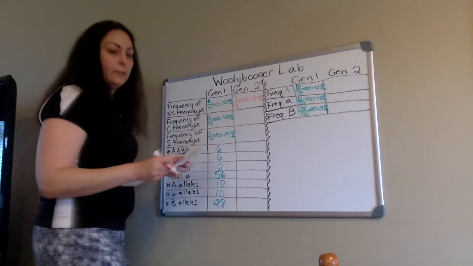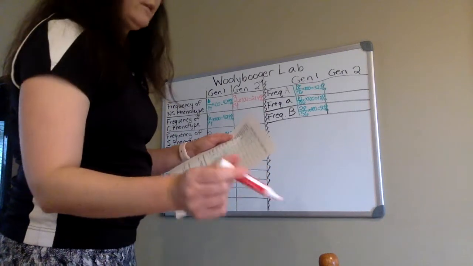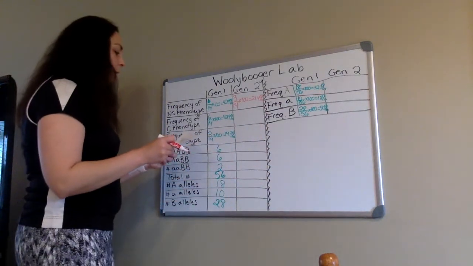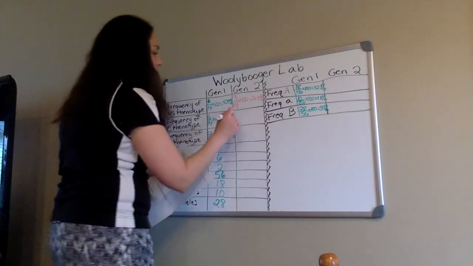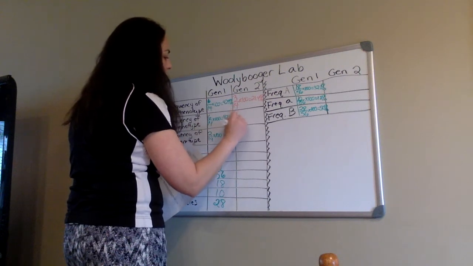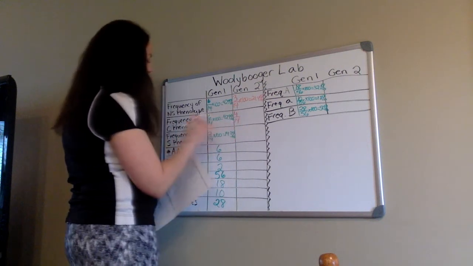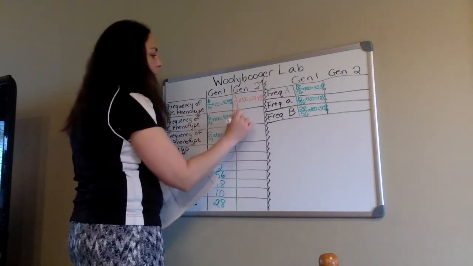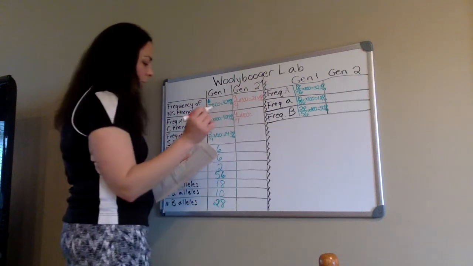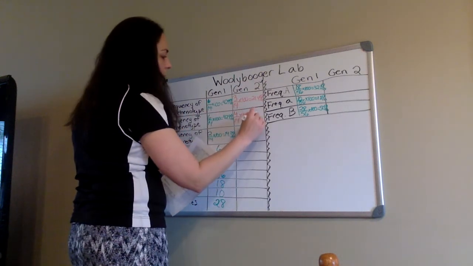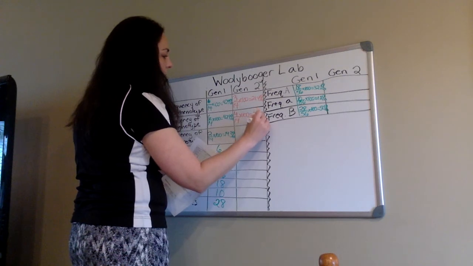Then for clothespins, if you look down the list for generation 2, we now have only 4 clothespins. So 4 out of our 14 woolly boogers for clothespins. Multiply by 100 to change it to a percent, and we get 28.6%.